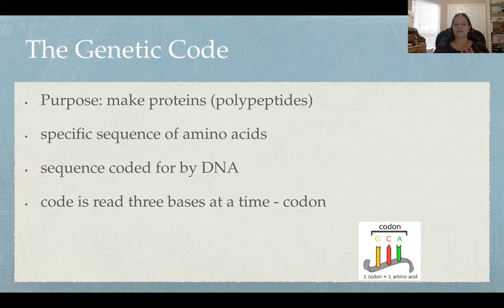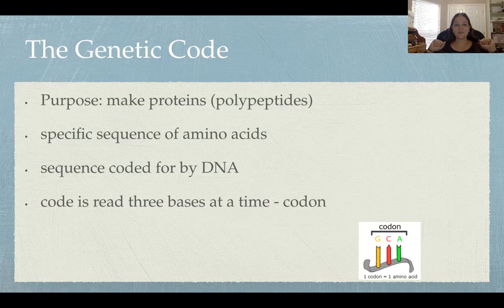A protein is a specific sequence of amino acids. We talked about the tRNA and how it brings in the amino acids. So it's that order of amino acids that's really important. That's what makes your protein. If you have the wrong order of amino acids, your protein probably won't work right, and that causes lots of diseases and disorders.